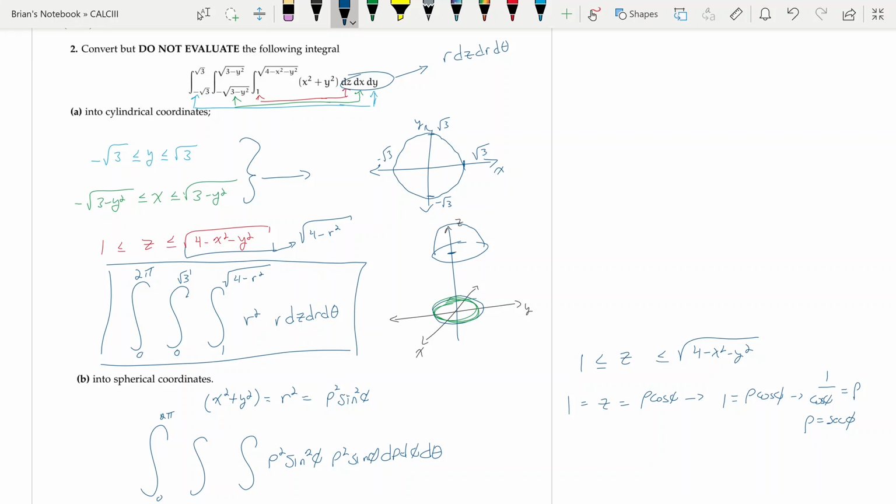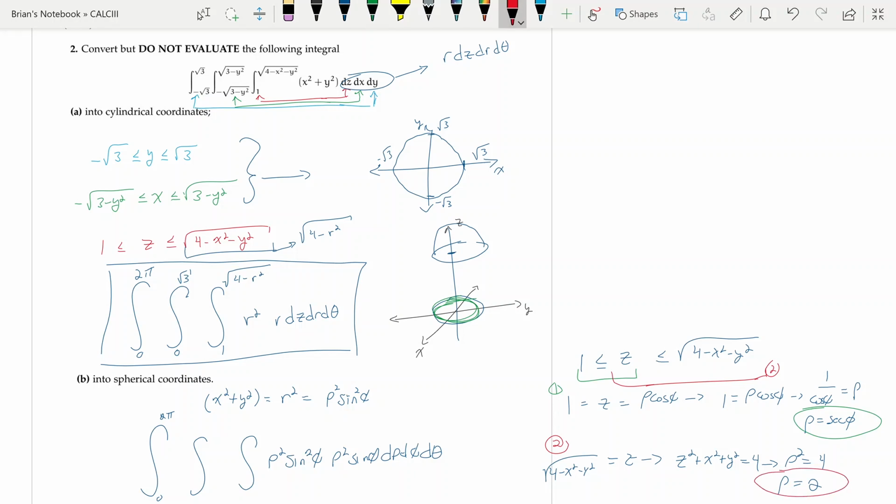All right, cool. So let's talk about the upper bound now. The upper bound is the square root of 4 minus x squared minus y squared is equal to z. Remember we talked about how it's just a circle. You can make it z squared plus x squared plus y squared is equal to 4. And that's really just rho squared is equal to 4. Rho is equal to 2. So now we have our upper bound and our lower bound, right? That green is our lower bound, and the red is our upper bound.